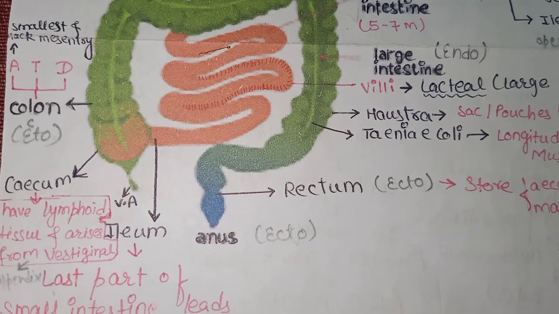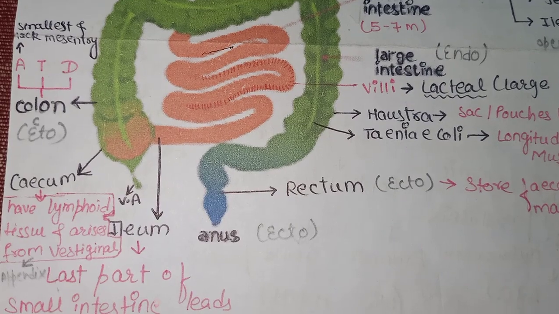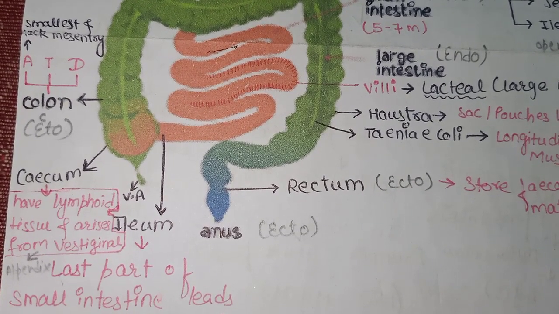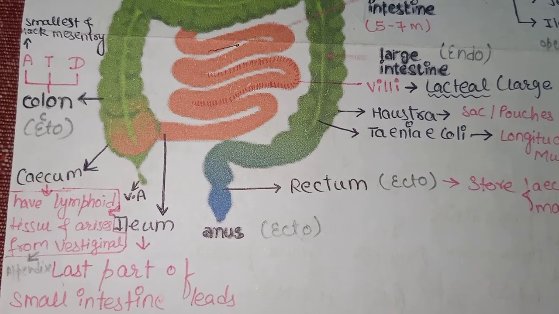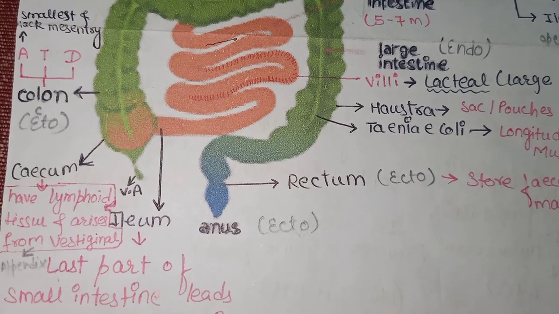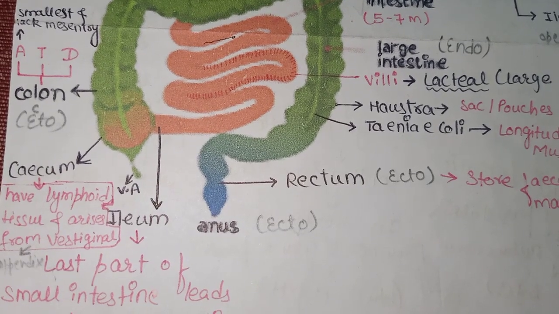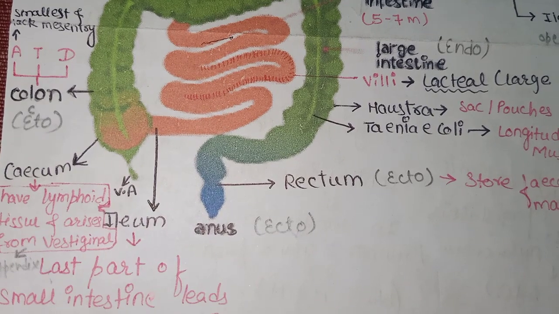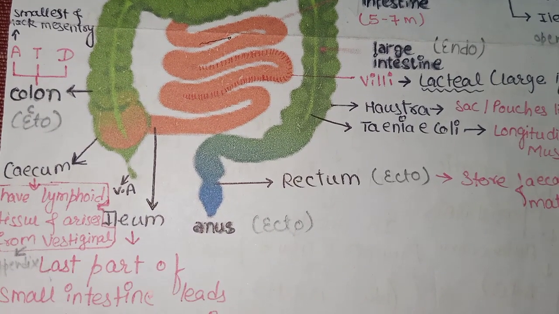Next, this side is the cecum. Cecum has lymphoid tissue and gives rise to the vermiform appendix, the last part, which is also known as the appendix. You have heard many times about appendix disease and all. This happens here only, in the last part of the cecum. Vermiform appendix is known as VA.